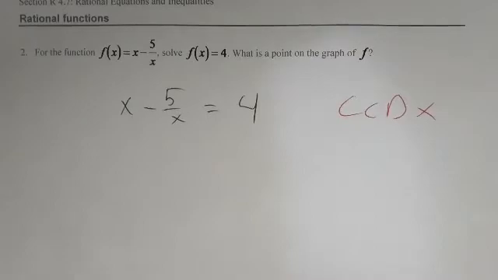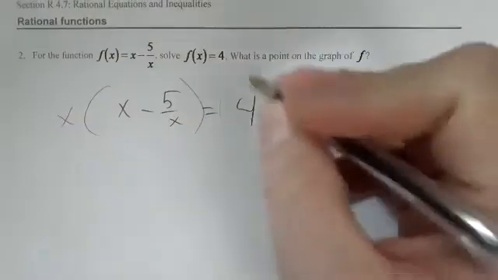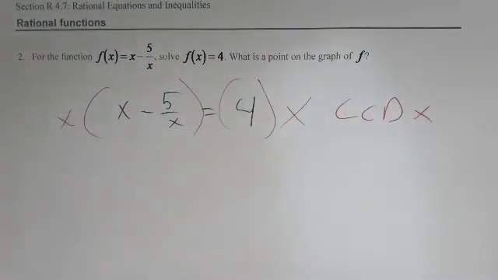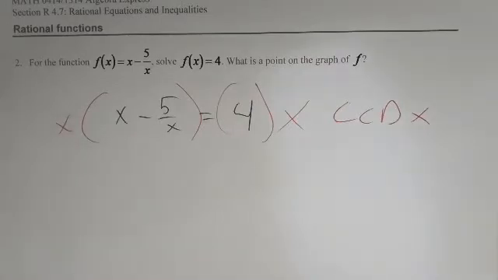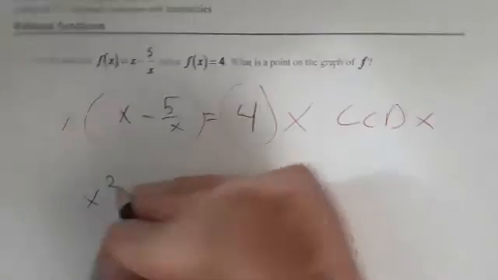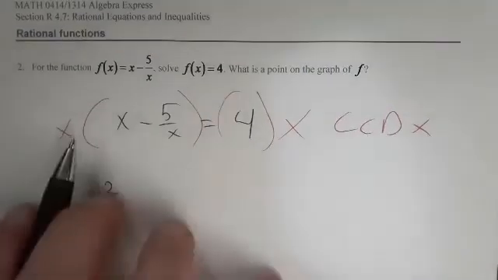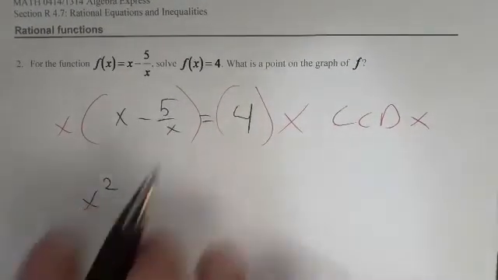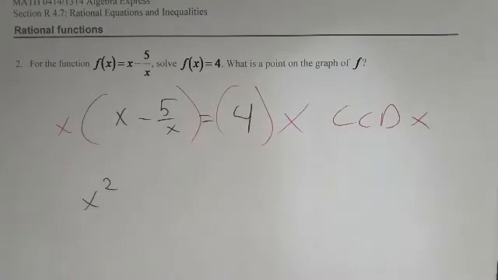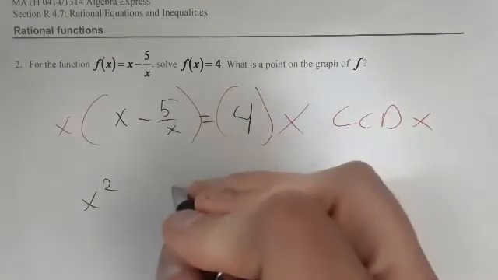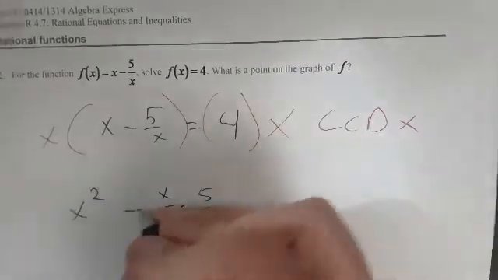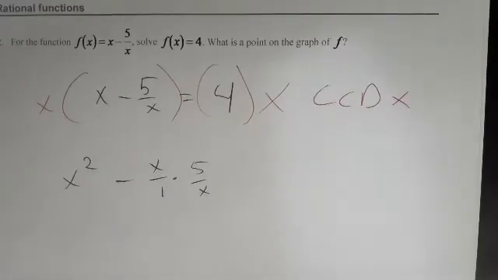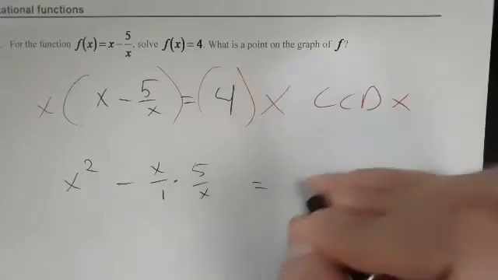So I want to multiply everything by x. I want to multiply this side by x, and this side by x. So if I multiply both sides by x, usually you're going to end up having to do some distribution on this step. So x times x is the first thing I'm seeing here, or x squared. The next thing I do is x times 5 over x. So this is sort of like I'm doing x over 1 times 5 over x. And this is equal to 4x.